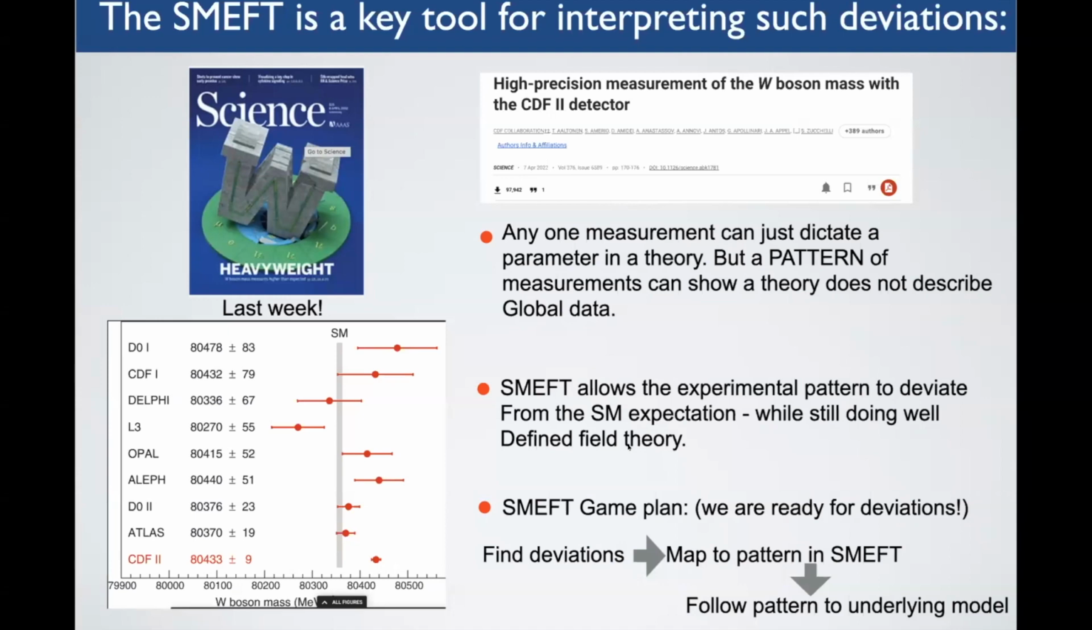and look for the consistency of other data with those sort of deviations you think you're finding in this one particular measurement. So the SMEFT game plan has always been, we're looking for deviations or ready for deviations such as what this could possibly be. We find them, we map to the operator forms, as you'll see in the fits and the results Tvong is going to talk about. And then we follow the pattern to the underlying model. That's always been kind of the game plan.